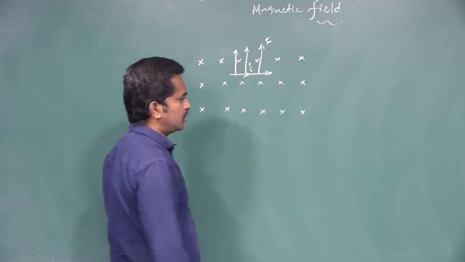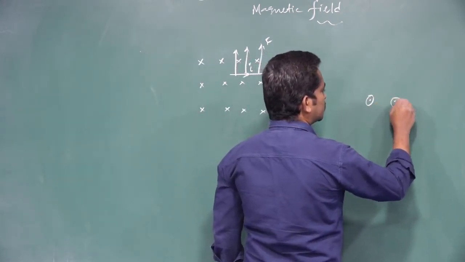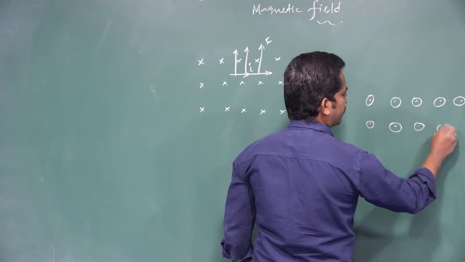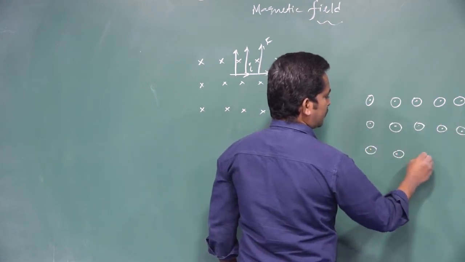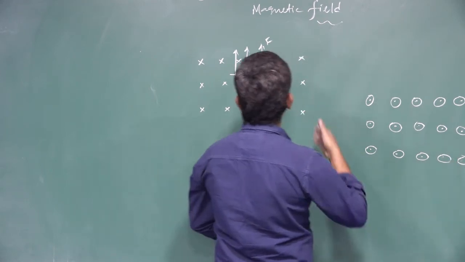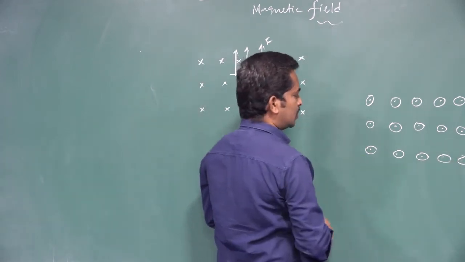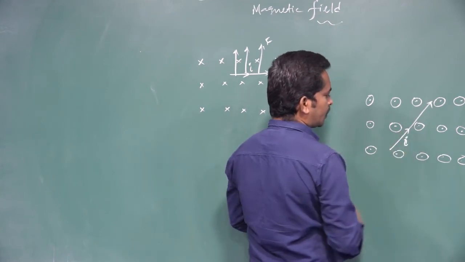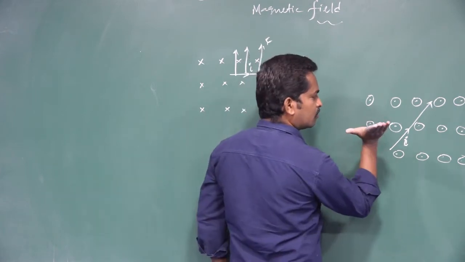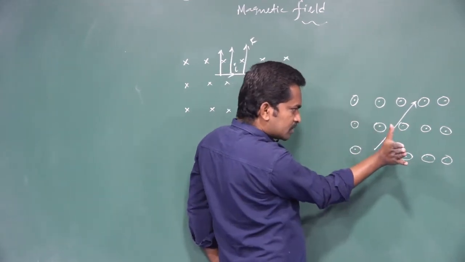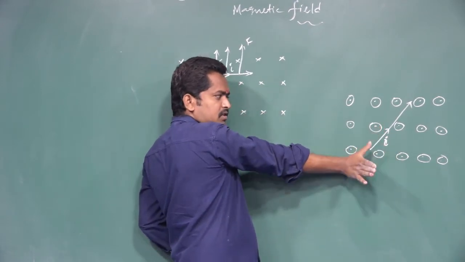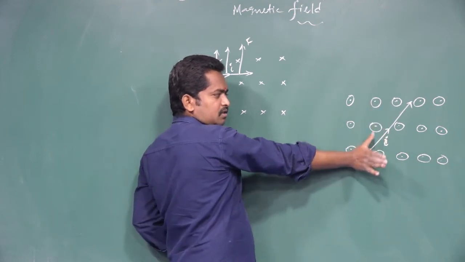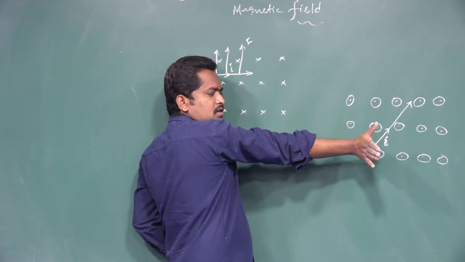Another example. If the field is outward direction, this is the inward field, this is the outward field. If the wire is placed in this direction, current flows, this I current. What is the direction of force? The field is outward direction. This is the current direction. The fingers indicate the magnetic field. The thumb points the direction of current. What is this? Force direction.